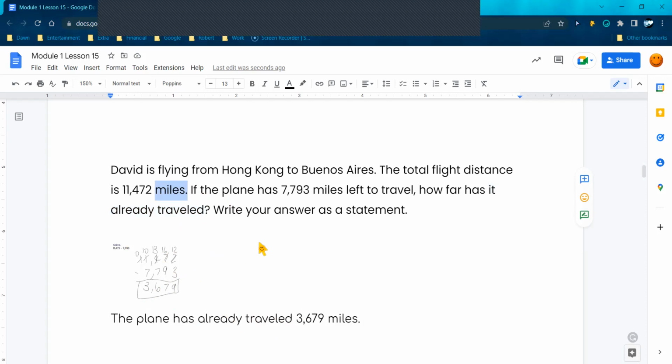So I'm hoping this is making sense. We are subtracting with multi-digit numbers. As you're doing this, take your time.